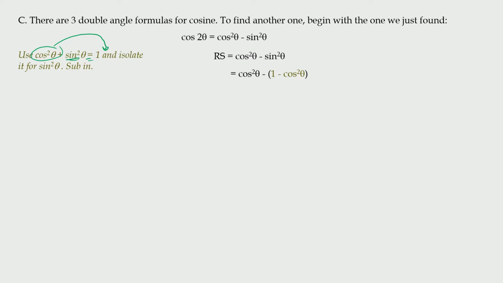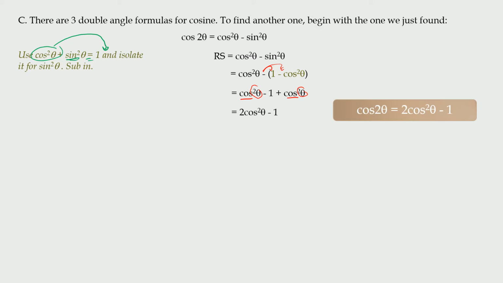Now I'm just going to drop off the bracket. When I drop off the bracket, of course, we have to distribute the negative in. And that gives us a negative 1 and then a positive cos squared. So these are like terms, because the exponent and the variable match. They're both cos squared theta, so they're exactly the same. That gives us 2 cos squared theta minus 1. And that is our next double angle formula.